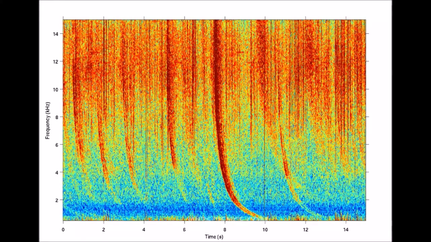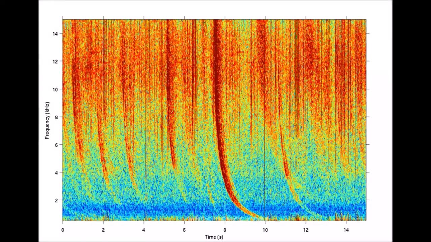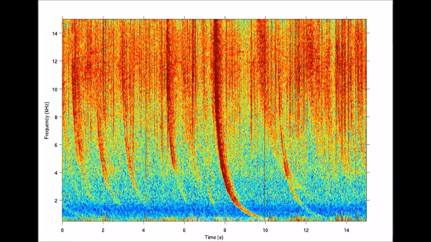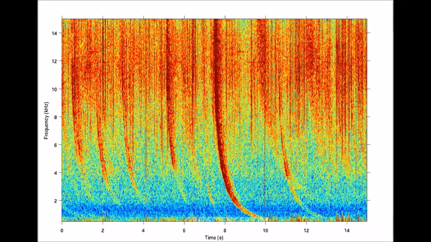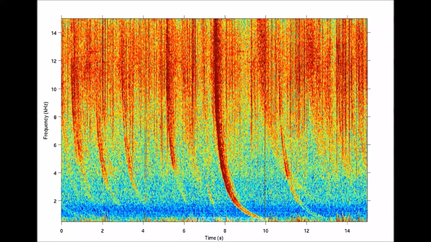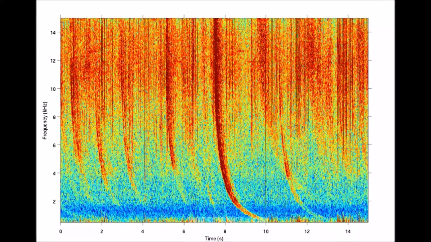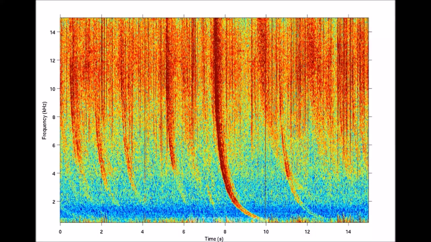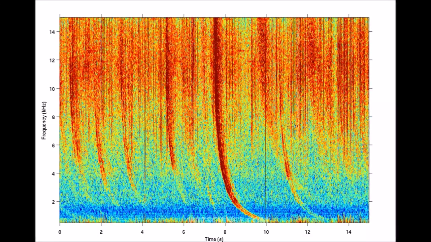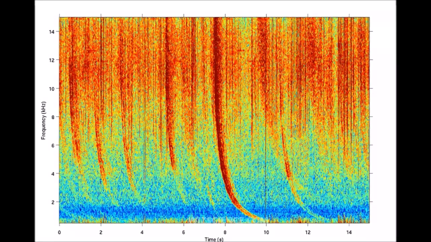Whistlers generated by lightning strokes can propagate into the magnetosphere along the geomagnetic lines of force. Finally, upper atmospheric lightning or sprites that occur at mesospheric altitudes are short-lived electric breakdown phenomena, probably generated by giant lightning events on the ground.